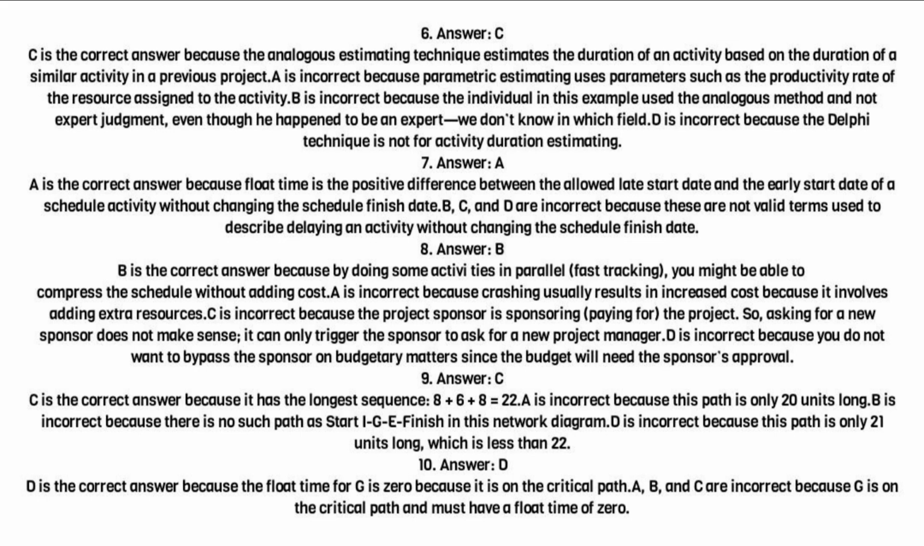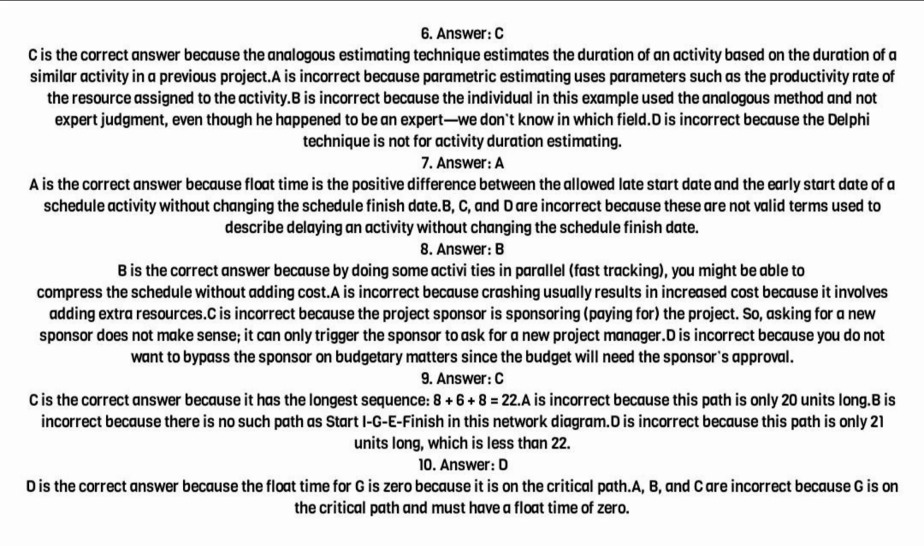C is the correct answer because it has the longest sequence. 8 plus 6 plus 8 equals 22. A is incorrect because this path is only 20 units long. B is incorrect because there is no such path as start IG finish in this network diagram. D is incorrect because this path is only 21 units long, which is less than 22.